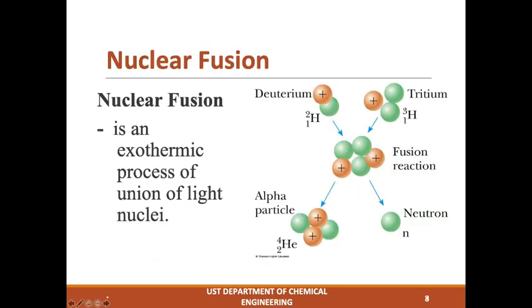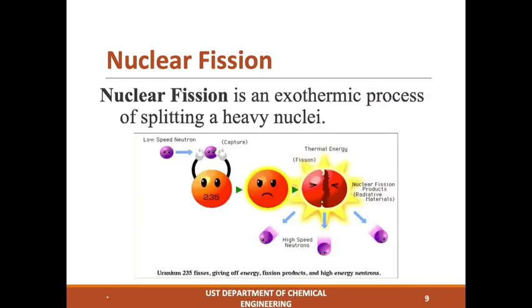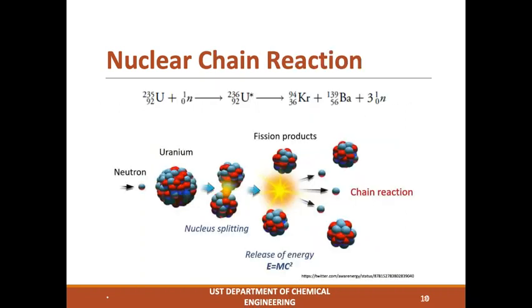Because nuclear fusion reactions release large amounts of energy, they are considered exothermic processes. The same is true for nuclear fission. Due to the tendency of nuclear fission reactions to generate several fast-moving neutrons, these neutrons could potentially collide with other heavy nuclei, thereby triggering a chain of nuclear reactions.